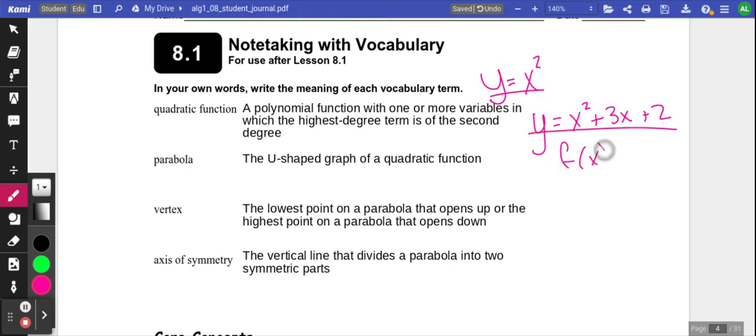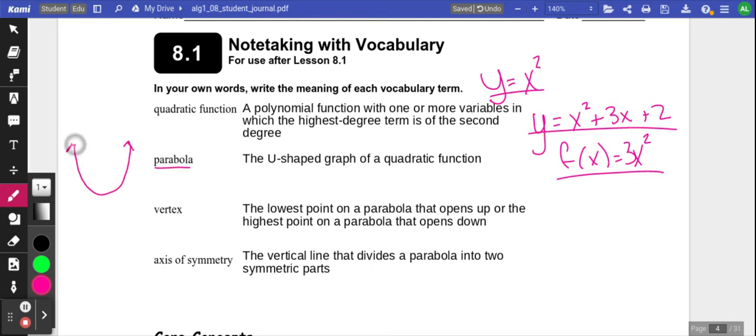Okay, f of x. Remember, f of x is really the same as y. All that stuff is really just quadratic. So when we're talking about quadratics, and I'll talk about quadratics quite a bit because that's what this chapter is, it just means the highest exponent is 2. So it's not like a linear function. It's a quadratic.